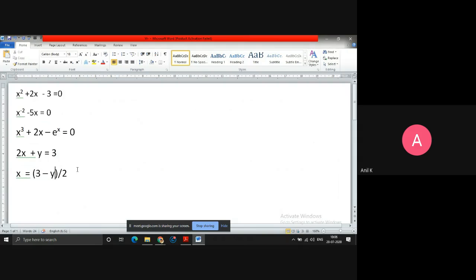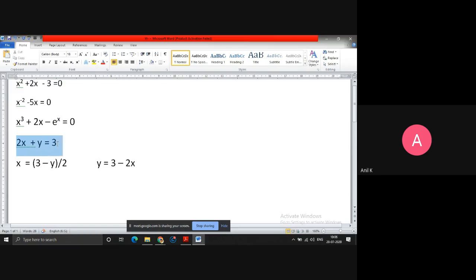Or similarly, you can write the same expression this way also: y equals 3 minus 2x. The equation 2x plus y equals 3 I can rewrite as y equals 3 minus 2x. As I'm going with respect to dy by dx, I use this equation instead of the other one. When I go for dx by dy, then the other expression is correct. So we are dealing with dy by dx, so I use this expression. Here you can say the x value is independent and the y value is dependent.